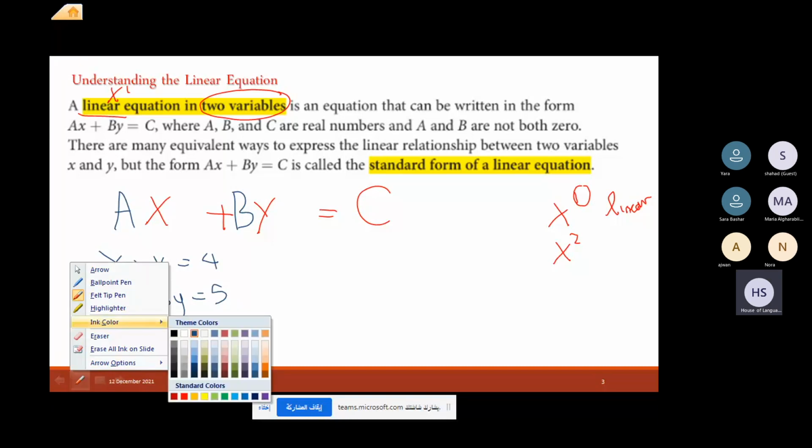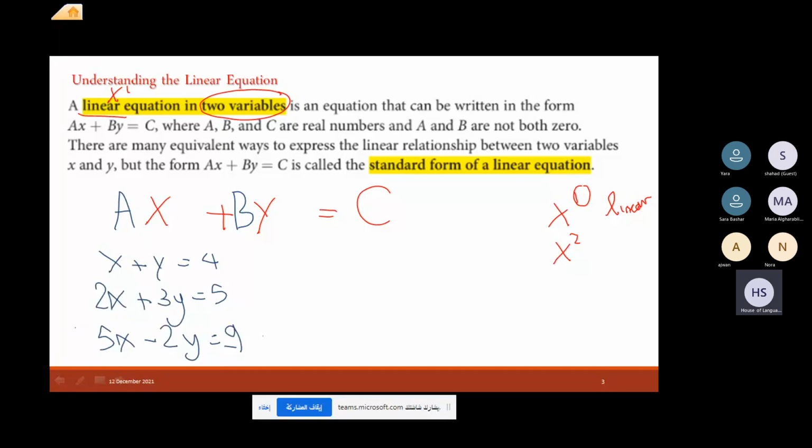Now, in the first case here, what is the coefficient of x? What do I mean by coefficient of x? A number that is multiplied by x. What is the number that's multiplied by x? 1. No, it's not 0. Yes, there's a number 1, but it's hidden. So it's 1. Now, what is the coefficient of y? It's also 1. And what is the 4? The second one, the coefficient of x is 2, 3, and what's here?